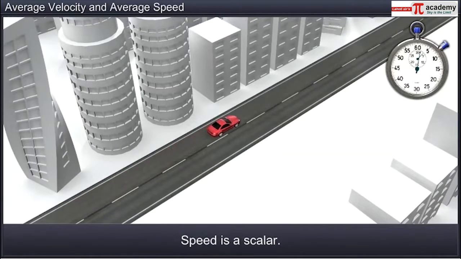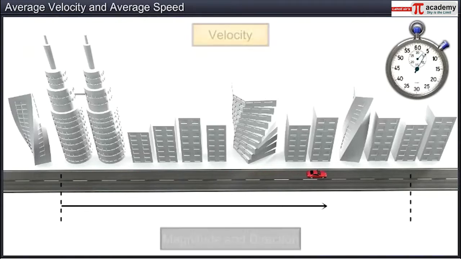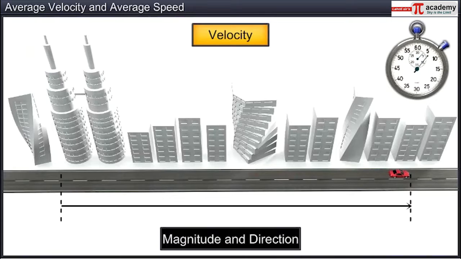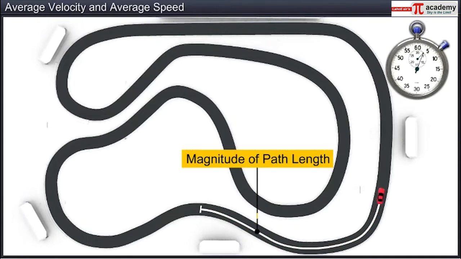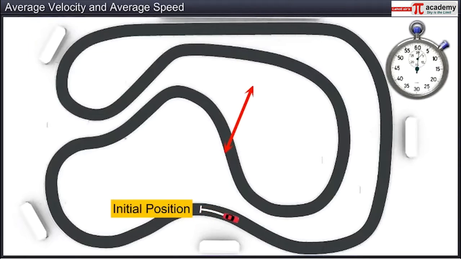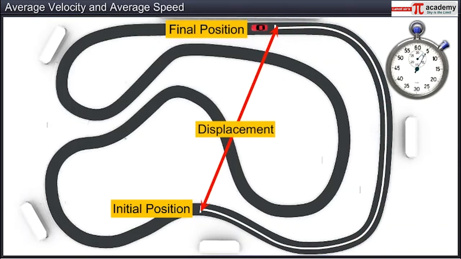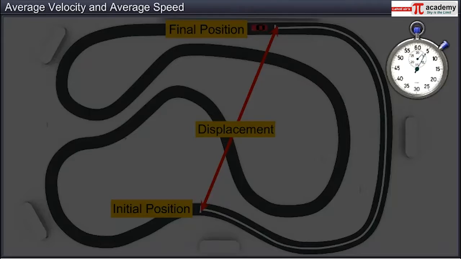Speed is a scalar, whereas velocity is a vector. Speed has only magnitude, whereas velocity has magnitude as well as direction. Speed depends on the magnitude of the path length described by a body and the time taken to describe this path. Velocity, on the other hand, depends on the displacement of a body and the time taken for this displacement.